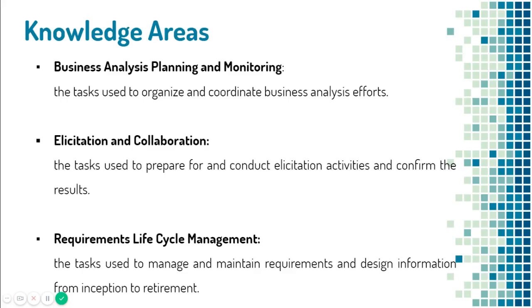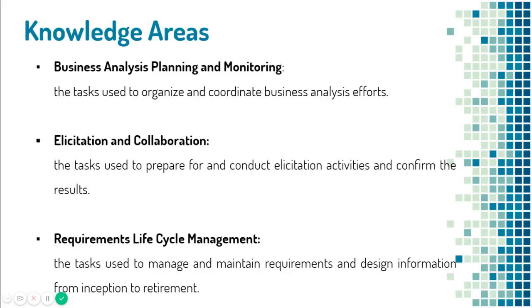For example, you gathered requirements. For example, you planned how a certain activity is going to go during the project. So the second one is elicitation and collaboration. These are tasks that you use to prepare and conduct elicitation activities and confirm the result of those activities.